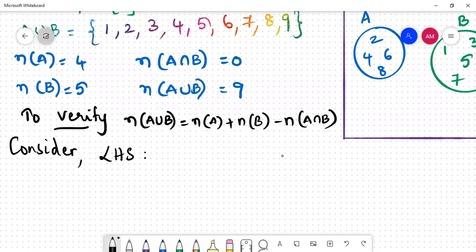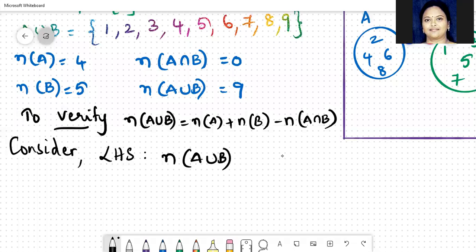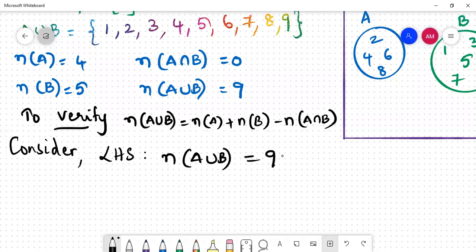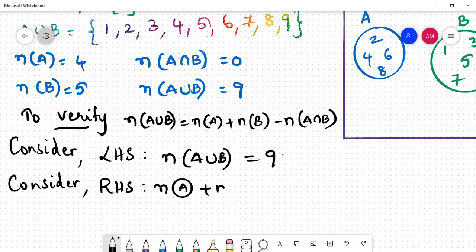Whenever we have to verify, we have to take the left hand side and the right hand side separately. Isn't it? What do we have in the left hand side of the equation? n of A union B. That is equal to how much? 9. Next, consider the right hand side. What do we have in the right hand side of the equation? n of A plus n of B minus n of A intersection B.